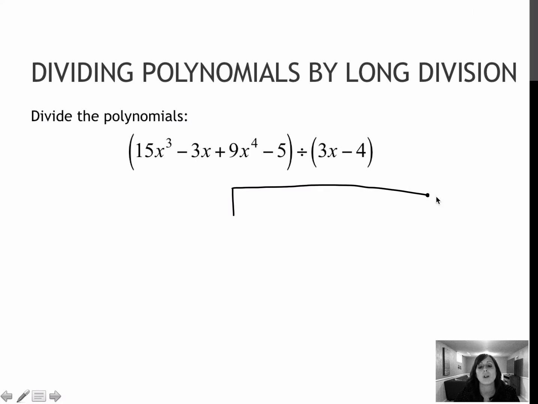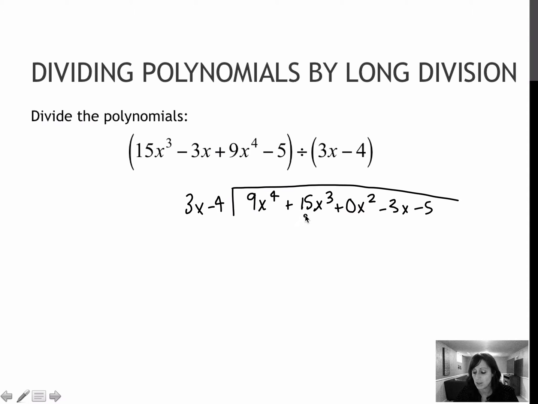When I do this long division question, there's a couple of things wrong. First of all, this is not written in standard form. So I would start by writing 9x to the 4th plus 15x to the 3rd. And my second problem comes right now where I don't have an x squared value, so I have to write 0x squared as a placeholder. If you don't do that, you get the entire thing wrong. Then I'm going to write my minus 3x and my minus 5 and my 3x minus 4 on the outside.